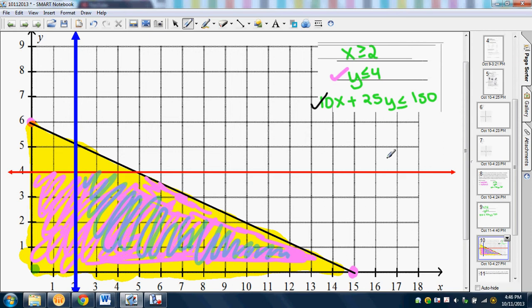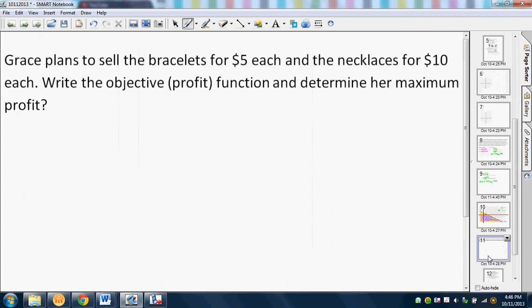Now, the next question that I want to pose, based on this information, is that Grace plans to sell the bracelets for $5 each and the necklaces for $10 each. Write the objective function and determine her maximum profit. We're just assuming she doesn't have any cost. We're not getting that detailed, okay?